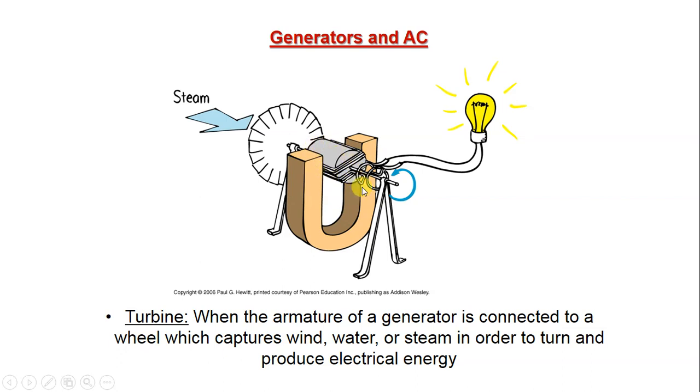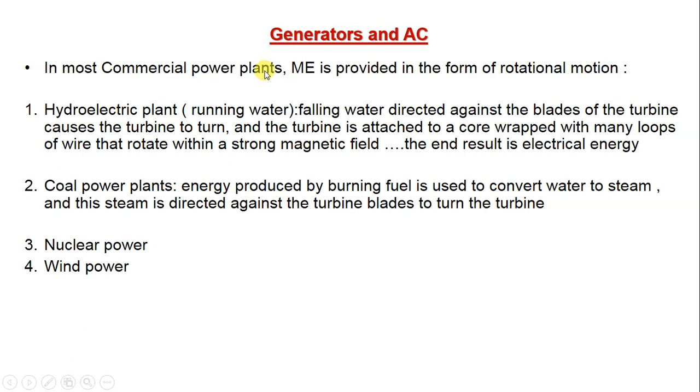Okay, because the current is produced because of the loop inside the magnet. So when the wire inside the magnet changes position, the current also changes direction. So that's why we said it's called alternating current. It alternates direction. Okay, so we talked about all of these last time.